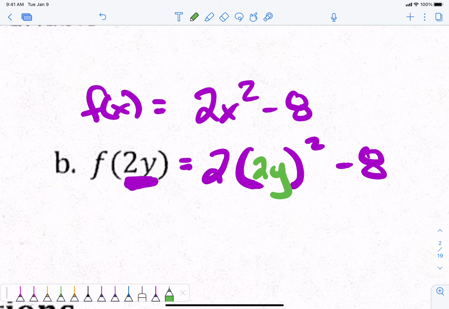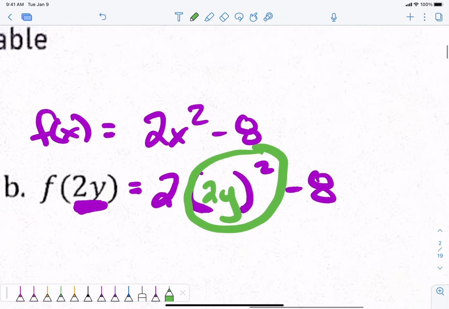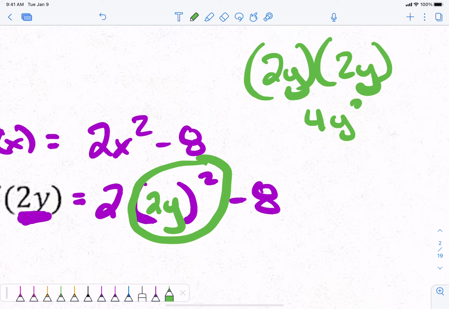Okay, what is 2y squared? So we do this part first, right? 2y squared, what does that mean? What does it mean to square something? Times itself. So this is really like saying 2y times 2y, right? This is 4y squared, okay?